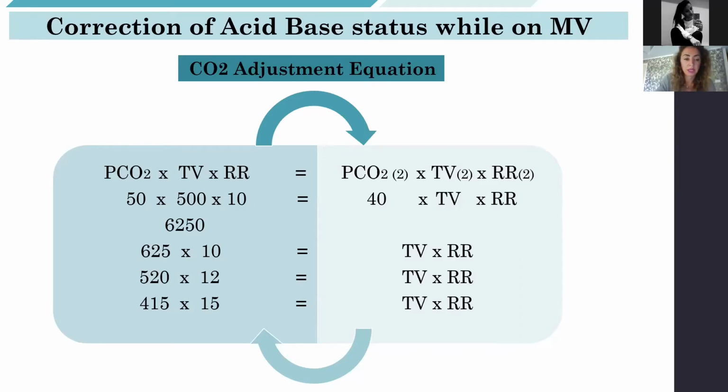And if we take the equation, we will see that we can set the ventilator with 10 respirations at a tidal volume of 625, or we can set the ventilator at a respiratory rate of 12 with a tidal volume of 520. And in the end, we can set the ventilator with a respiratory rate of 15 with a tidal volume of 415. Depending on the patient's condition, we will choose one of these, hoping that we will correct the PCO2 to the desired one.